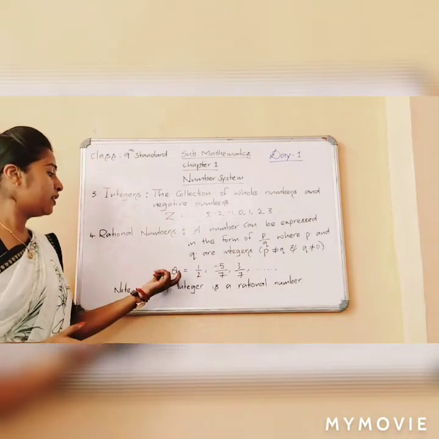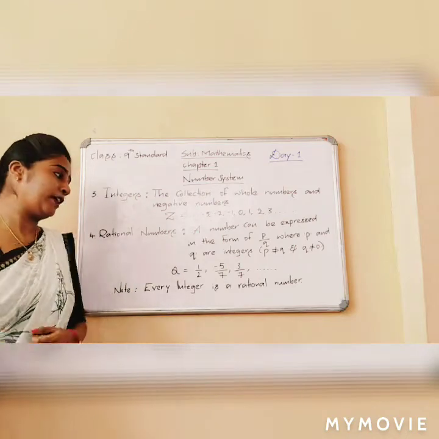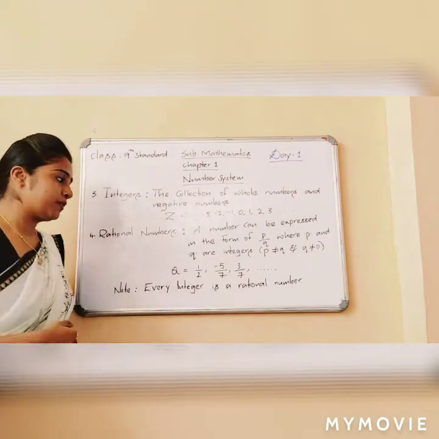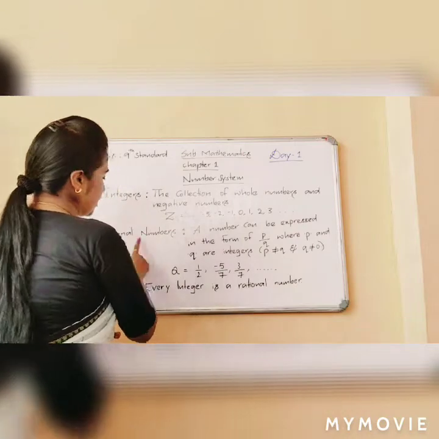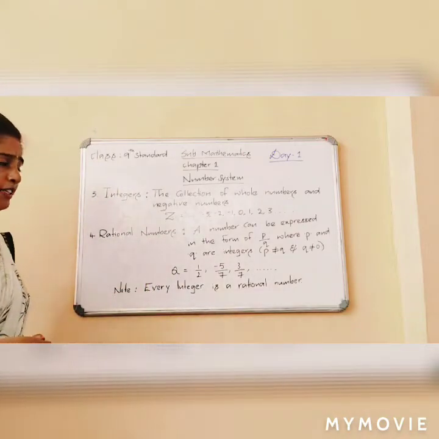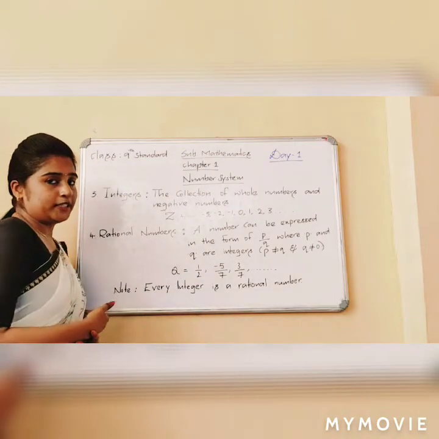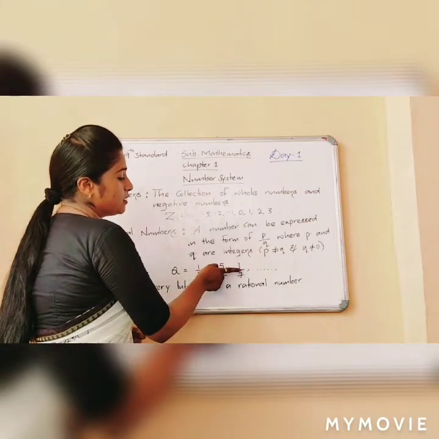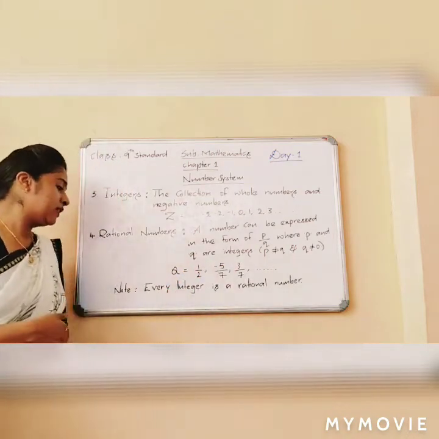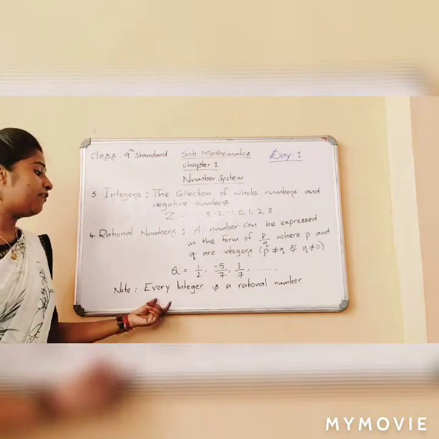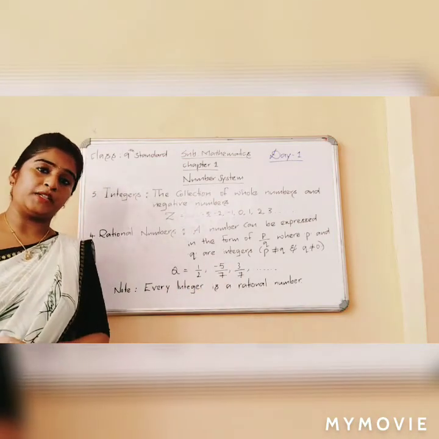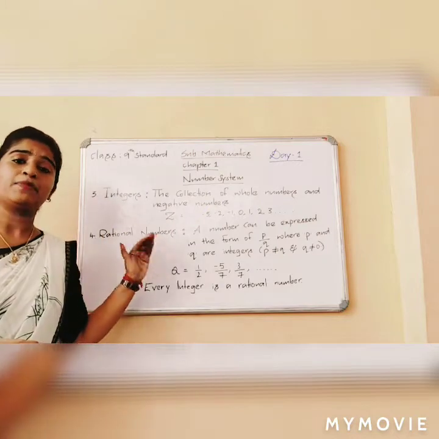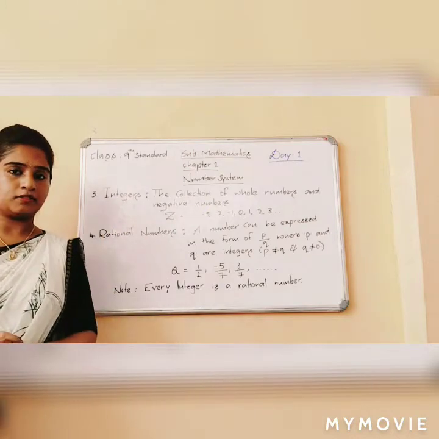Here the set of rational numbers can be represented by using the capital letter Q. And these are all examples of rational numbers. So rational numbers are nothing but numerator by denominator, that is 1 by 2, minus 5 by 7, 3 by 7 and so on. So always keep in mind, every integer is a rational number. So all the integers we can say are rational numbers.